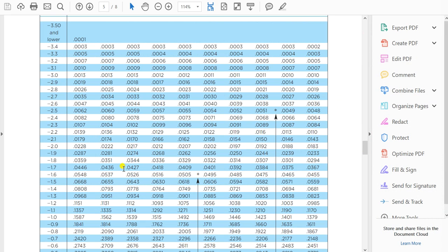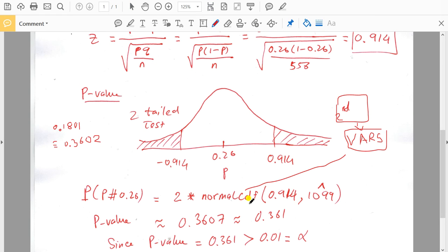You don't have to go to the table and look for the small number here and then take the average of the two, and sometimes it's not giving you an accurate answer. So I always recommend using this command from your TI-83 or 84. It will do a very good job for that. Now the p-value is 0.361.